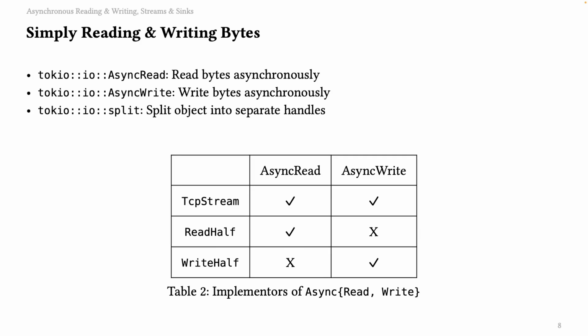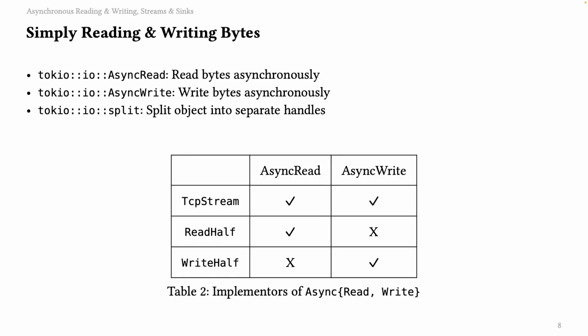Tokio gives us two big traits. These are AsyncRead and AsyncWrite, and as the names imply, mirroring the Rust standard I/O traits, they allow you to read and write bytes asynchronously. There is also this helper method called split and various other derivatives dotted around specific types that allow you to split these objects that implement both these traits into separate objects that you can then use on separate handles, right?